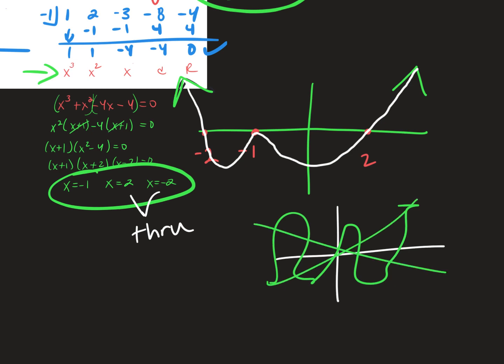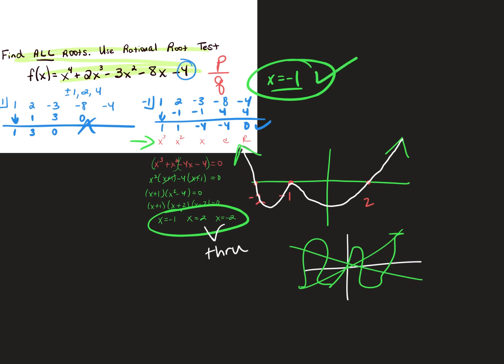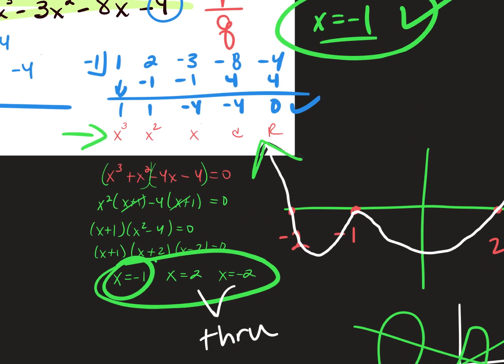Yes, sir? Because there's the same number 2 times. If you have an even number of multiplicity, meaning you have the same answer 2 times or 4 times or 6 times, it's going to bounce instead of go through. Good question. All right, one more.